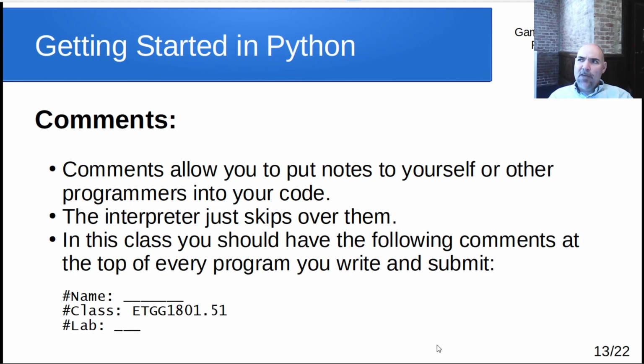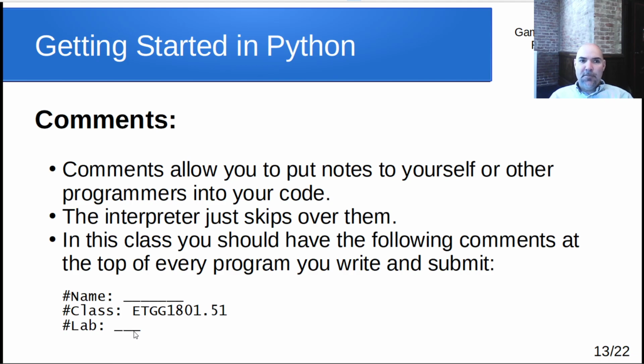And some of the labs will have multiple parts. So if it's 3A, you'd put 3A. And if it's 3B, you'd put 3B. So every one of your programs should have this at the very top, the first thing in the program. And again, the interpreter is just going to skip over it, but it's going to be a way for me to know whose program it is, what class it's for, what lab it is. And that's going to be useful.